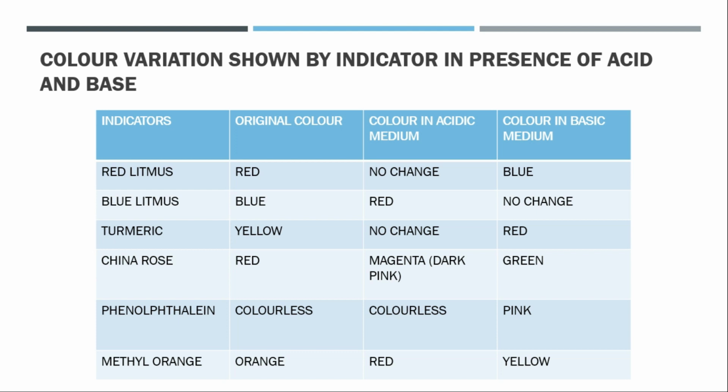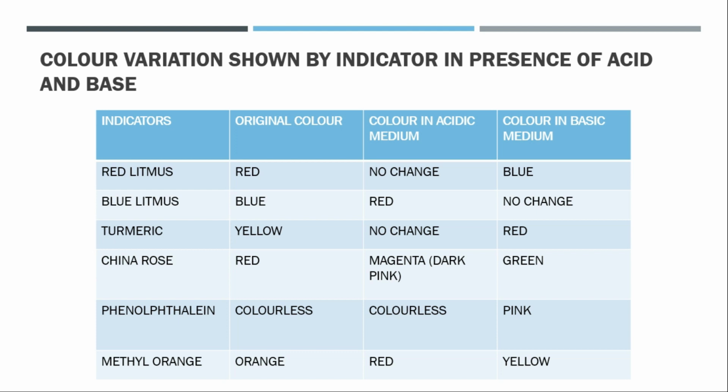By boiling them you will extract the pink color solution, and that pink solution is actually an indicator. The original color is red, and upon adding acid it will turn into magenta, and in base it will turn into green.